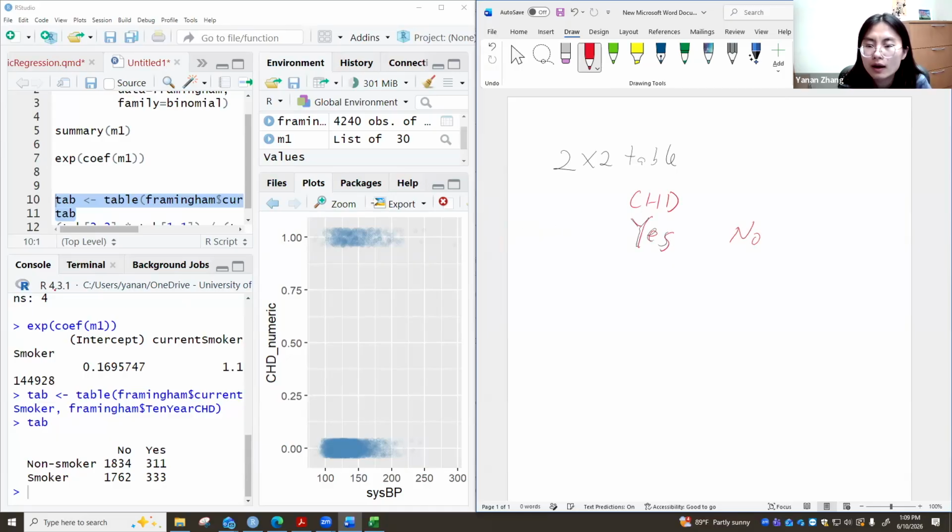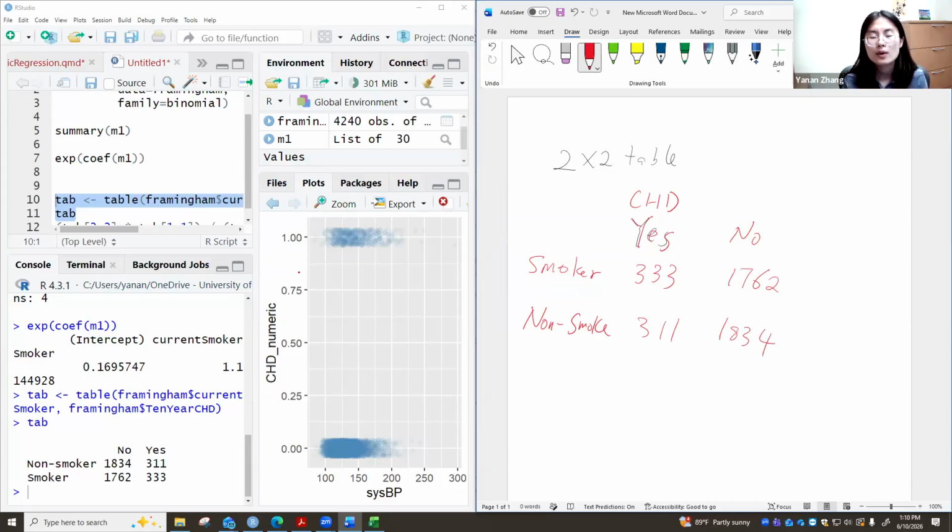And on the rows, we want to denote the smokers and non-smokers. So how many people are smokers and also had coronary heart disease? If you look here, it is 333. Smokers and no disease, 1762. Non-smokers with the disease, 311. And the other is 1832.